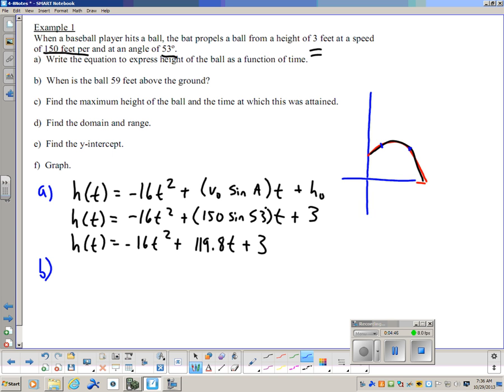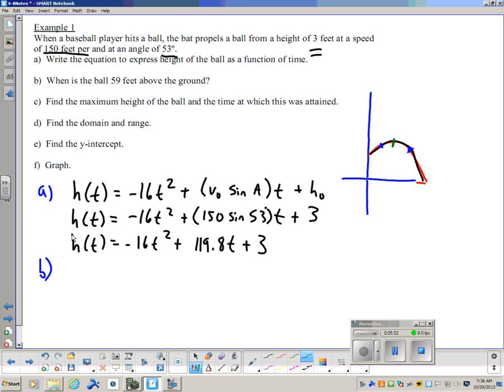Looking over here at my little graph, it could be 59 feet there, and then 59 feet over here in the other part. It could also be in just one spot. Maybe 59 feet is way up here at the very tippy top, at the vertex. So we're not exactly sure where it is.